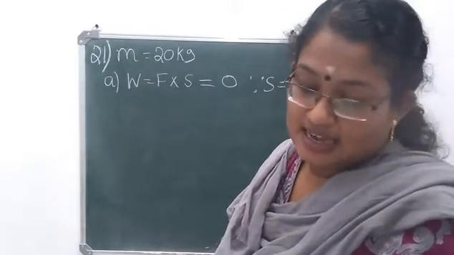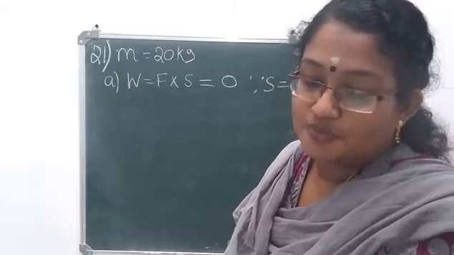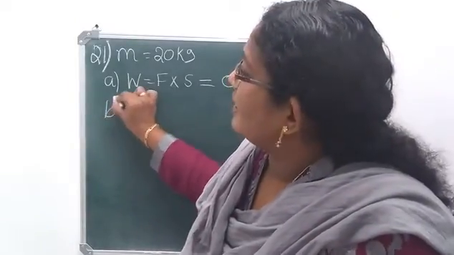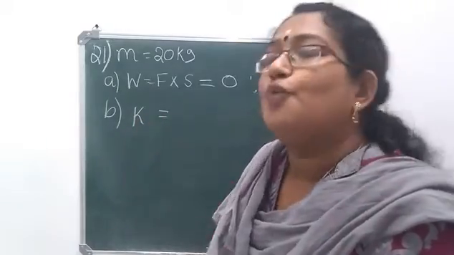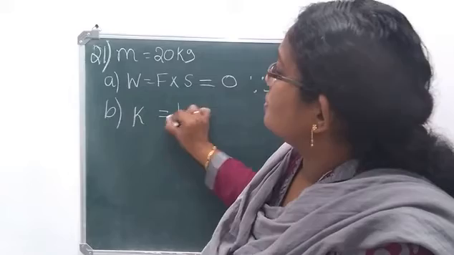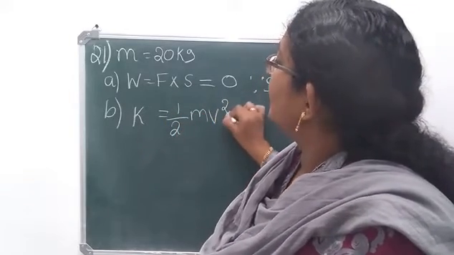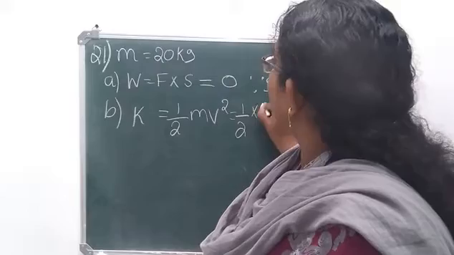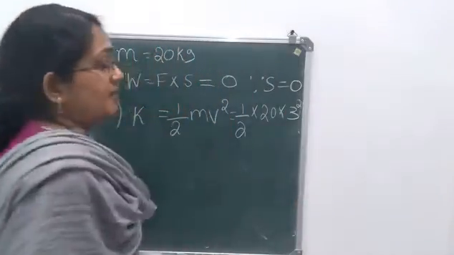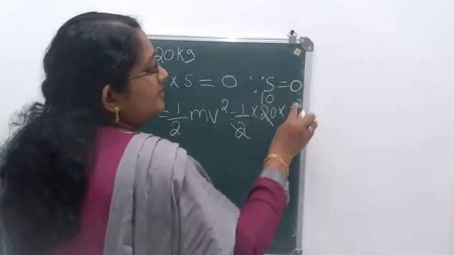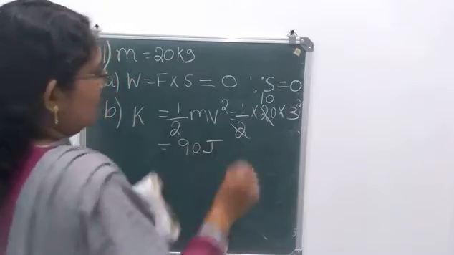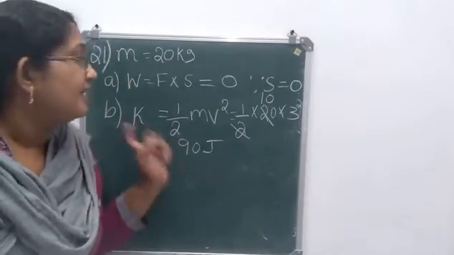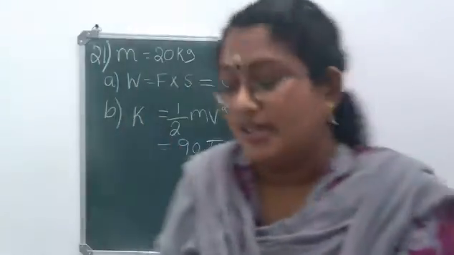Now next one. Runs carrying the box with a speed of 3 meter per second. If he is running, which energy is possessed by him? For motion, kinetic energy. So we'll calculate the kinetic energy here. Half into 20 into how much is the speed? 3. So 3 square. 2 and 20 get cancelled. 3 square is 9. 9 into 10 is equal to 90 joule. When he is running, he possesses kinetic energy.